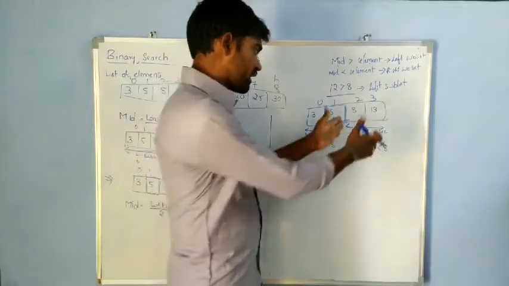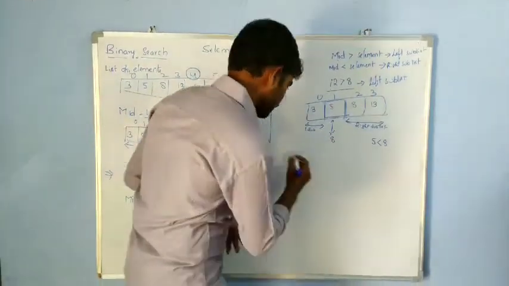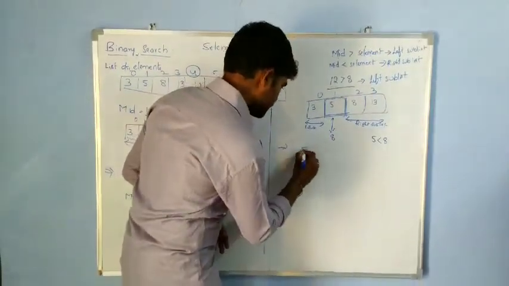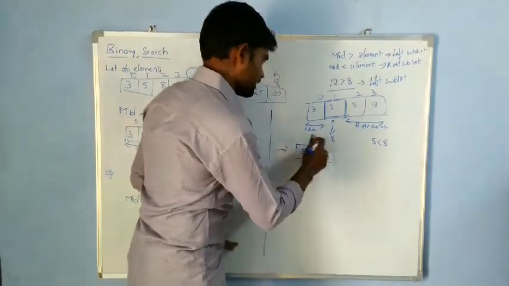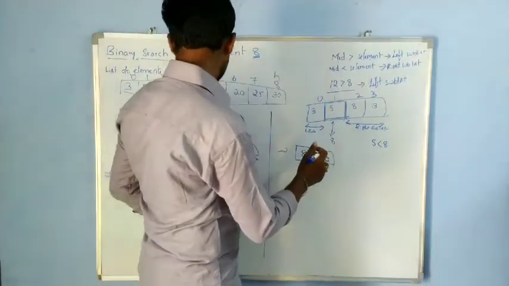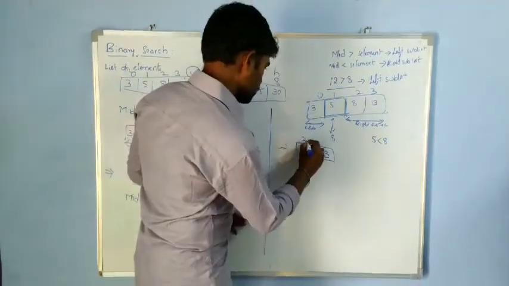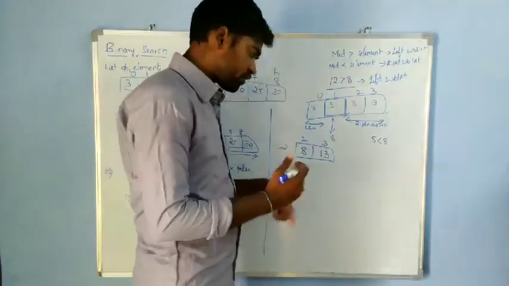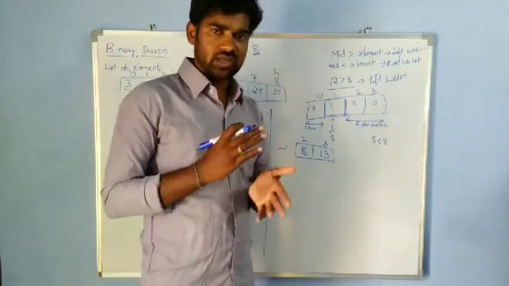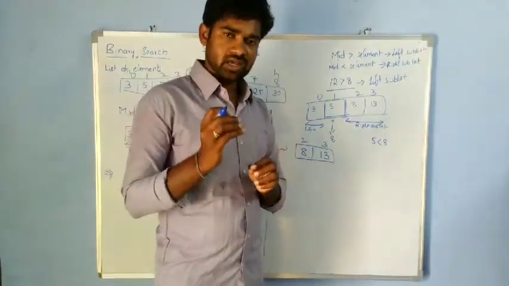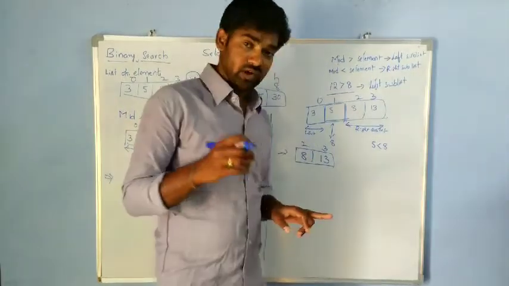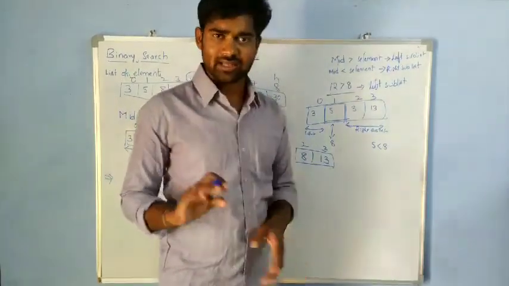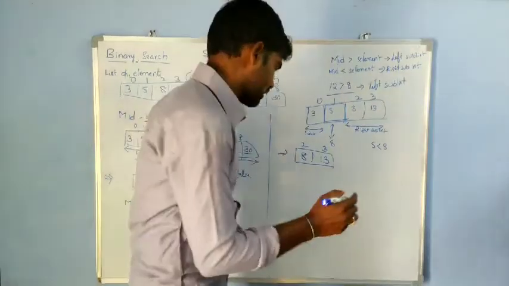Now take only the right sublist. What is the right sublist here? 8 and 13. What are the index numbers of 8 and 13? Index numbers are 2 and 3. Again we need to calculate the mid. If we have more than one element in the list, then we need to calculate the mid.